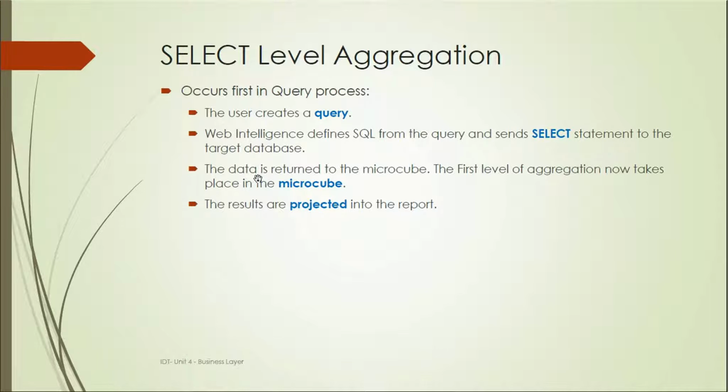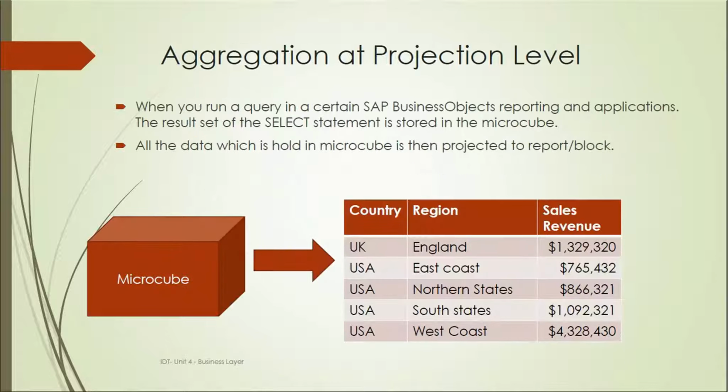The data is returned to the microcube. The first level of aggregation now takes place in the microcube. The results are projected into the report. So this is the first process, which is simple: whenever a user creates a query, it fires to the database, the database returns the data, it is stored in the microcube, and then it is projected on the report. This is select level aggregation.